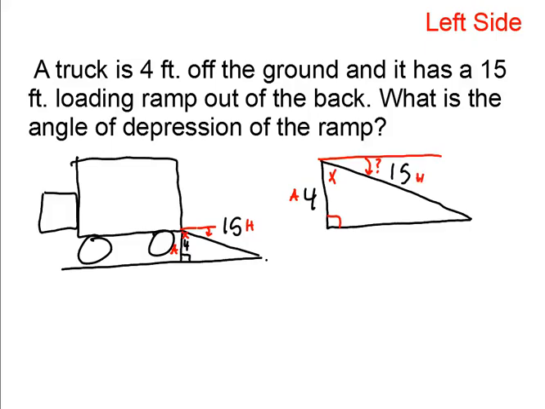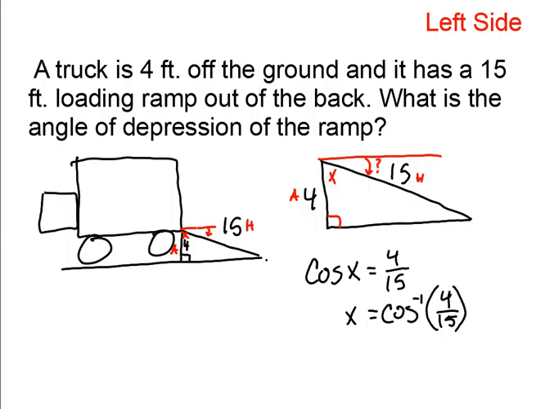So in this problem, adjacent and hypotenuse means that I need to use cosine. So the cosine of my x angle will be equal to my adjacent 4 over my hypotenuse 15. Let's now use the inverse of cosine on those sides in order to figure out the angle. I get 75 degrees approximately. Now that is only the angle inside of the triangle.